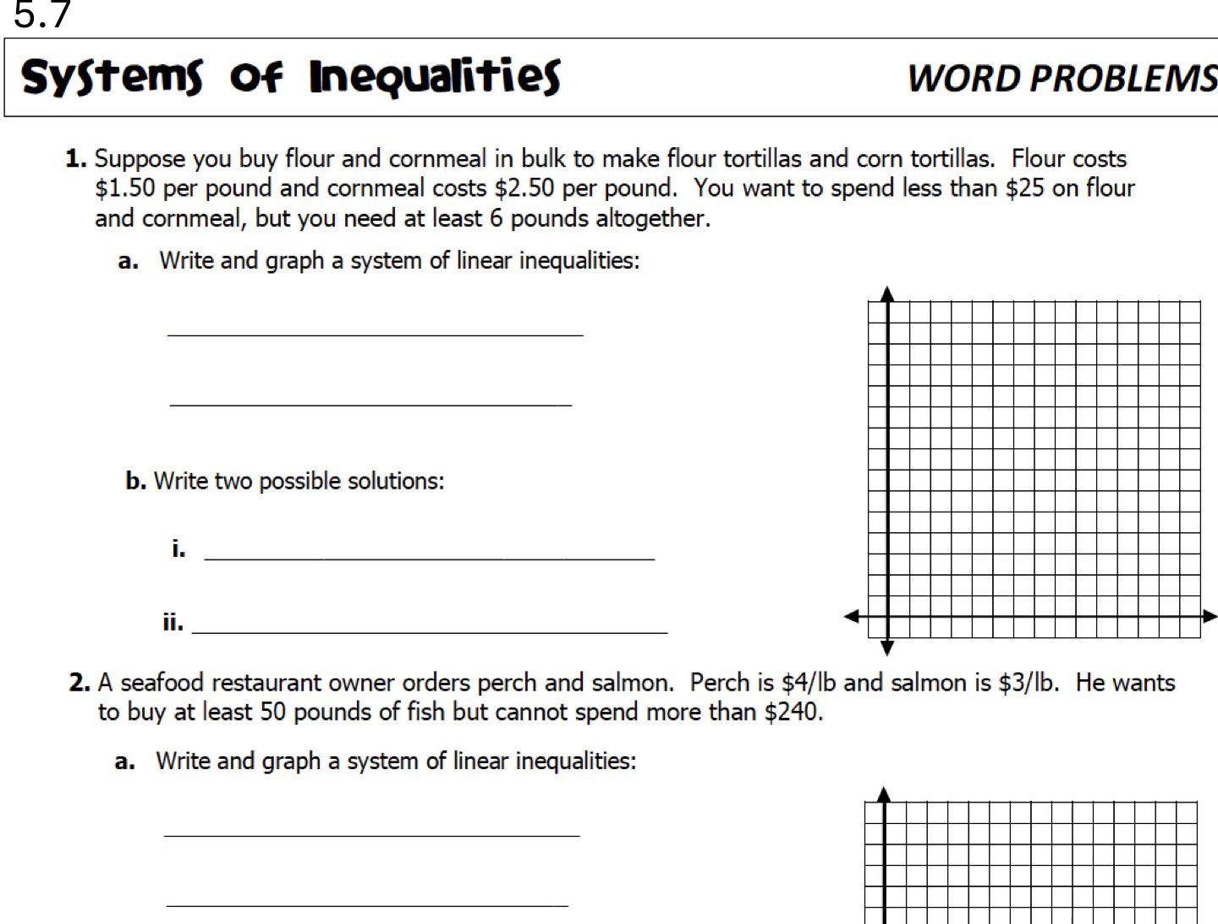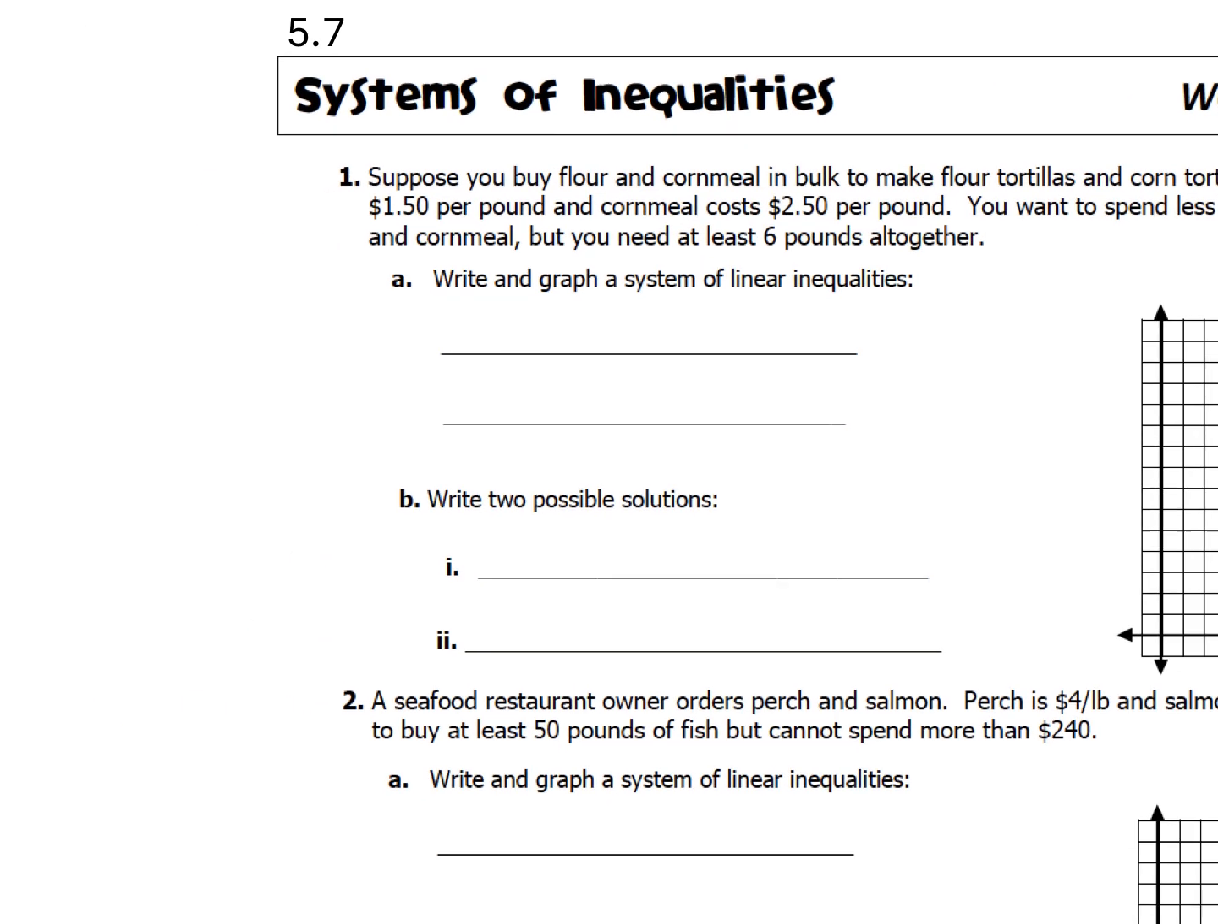Here we go. It says, suppose you buy flour and cornmeal in bulk to make flour tortillas and corn tortillas. Flour costs $1.50 per pound. Cornmeal costs $2.50 per pound. You want to spend less than $25 on flour and cornmeal, but you need at least 6 pounds altogether. That's a whole lot of words, right? I would say your best bet is to identify your variables, first of all. So what are the things that we're working with here? What are our unknowns?